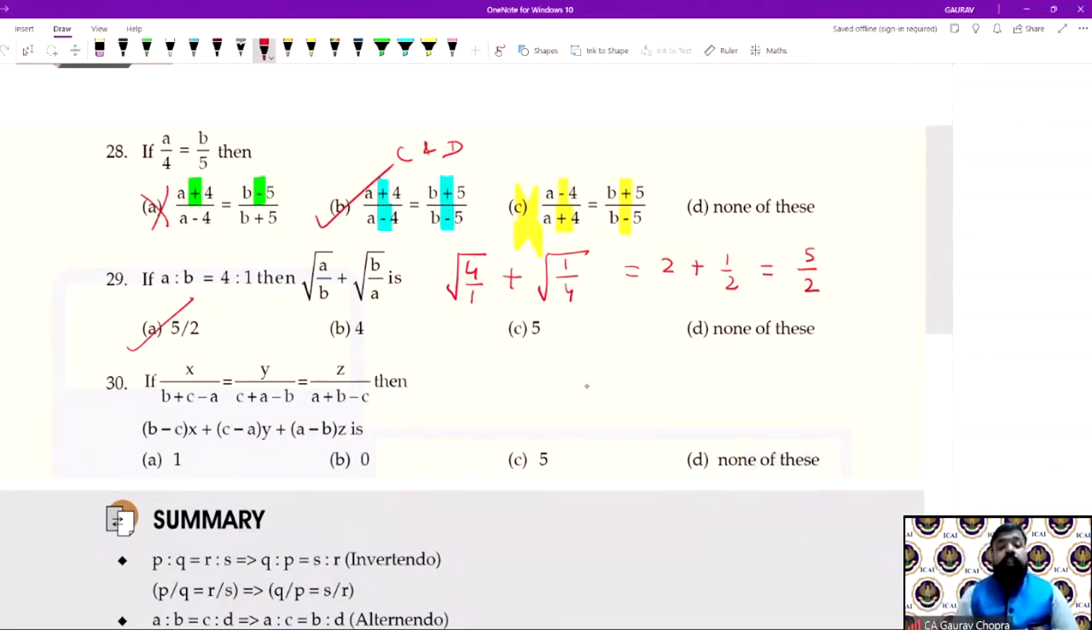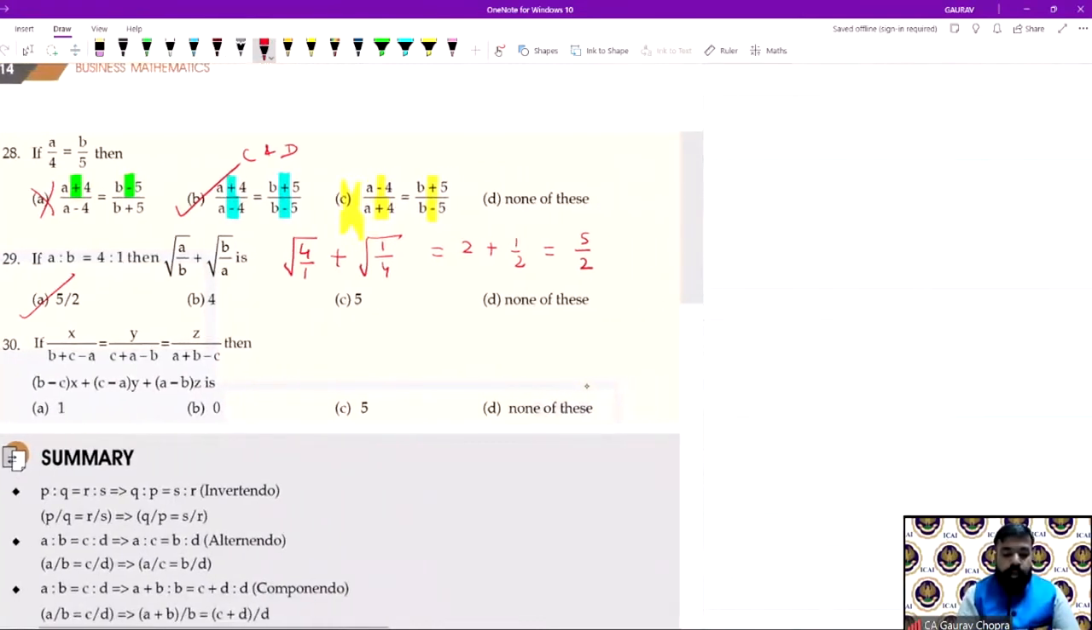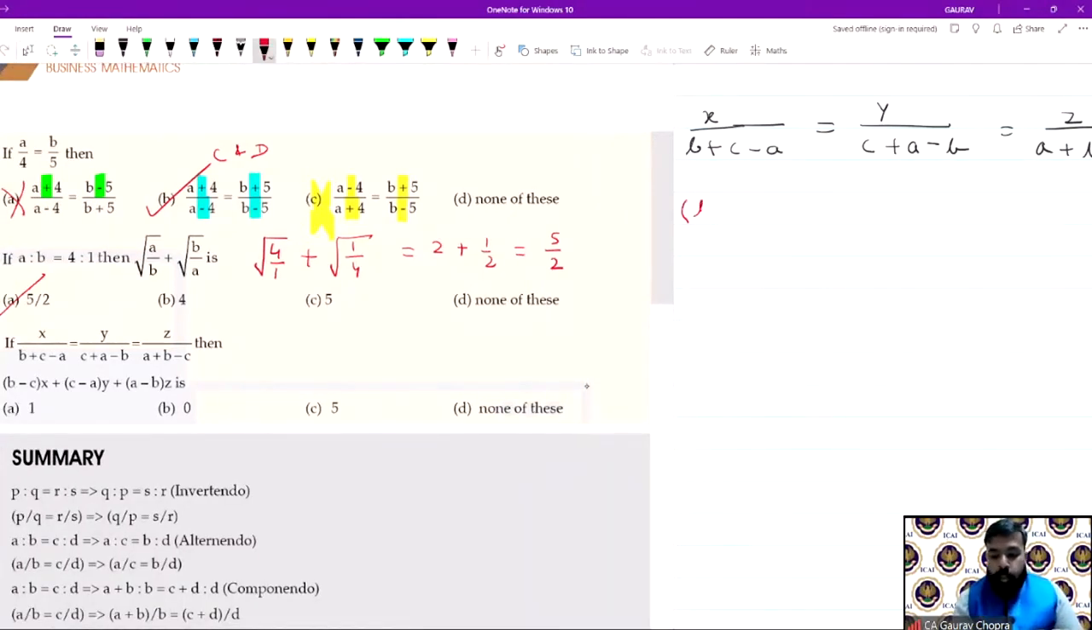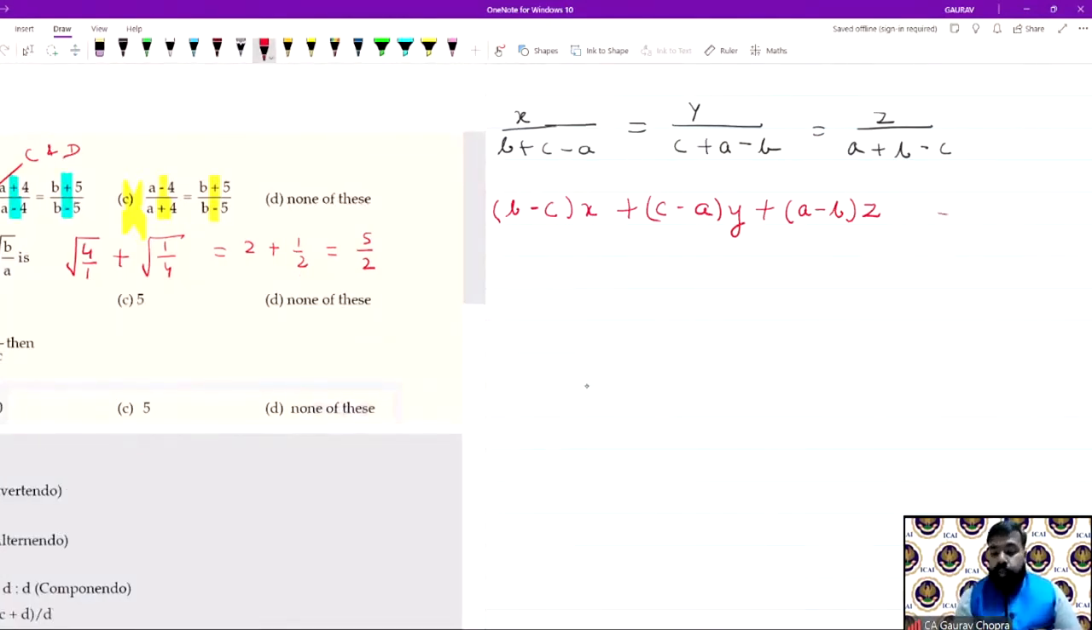Next, 30. Now see, 30 is a bit of a lengthy question, but we can solve it here. What is given? X upon B plus C minus A equal to Y upon C plus A minus B equal to Z upon A plus B minus C. This is the given situation. And what is the requirement? The question is asking to find the value of B minus C into X plus C minus A into Y. Sorry, in place of equal to, it is a plus sign. So here also it is plus. And the last one, A minus B into Z. So this we have to find. What will be the result?